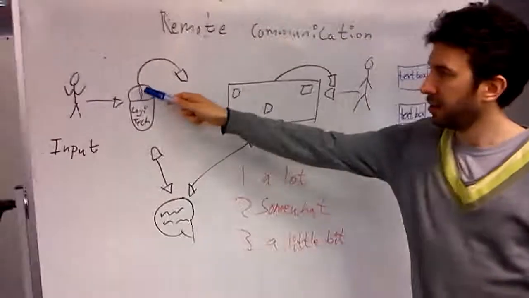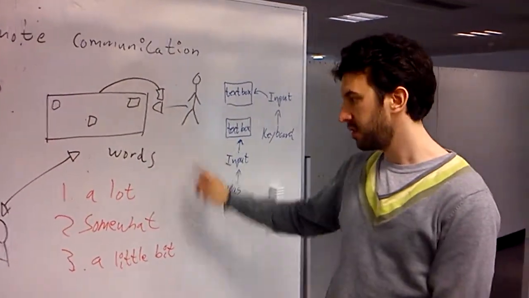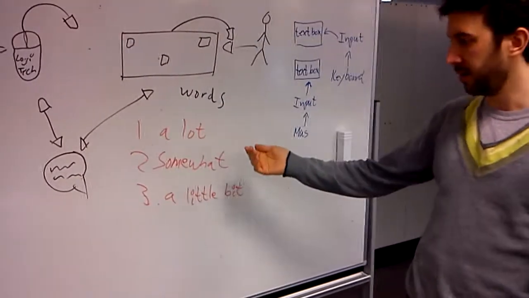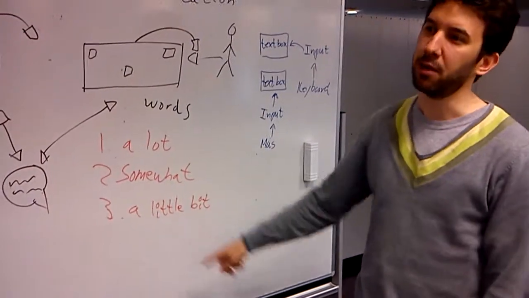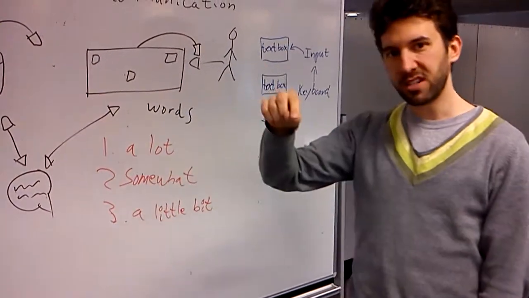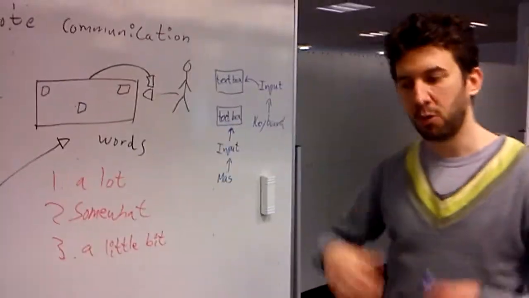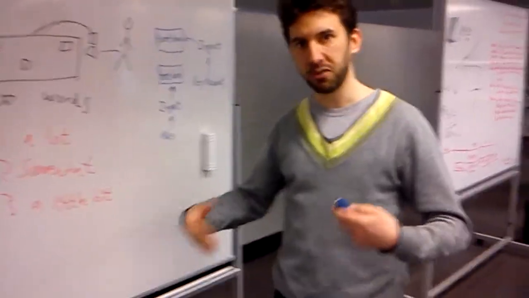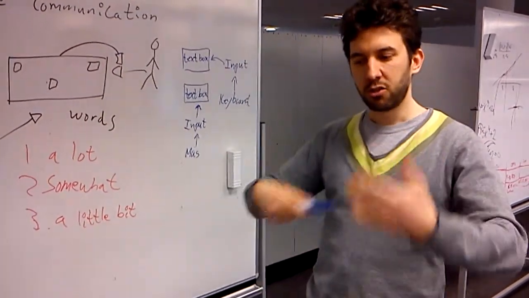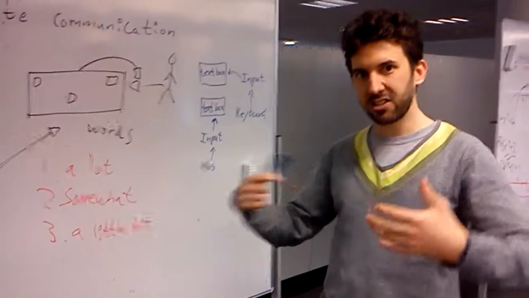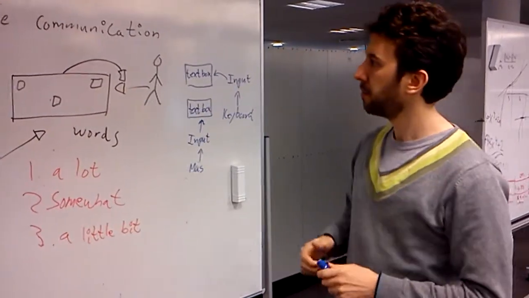Using the scroller on the mouse, the other guy can scroll up to say a lot. He can scroll down to say a little bit, so he didn't like it that much, or he can press down on the scroller to say somewhat. Of course, a lot of the responsibility falls to the guy writing on the keyboard to ask questions that can actually be answered with these simple responses.